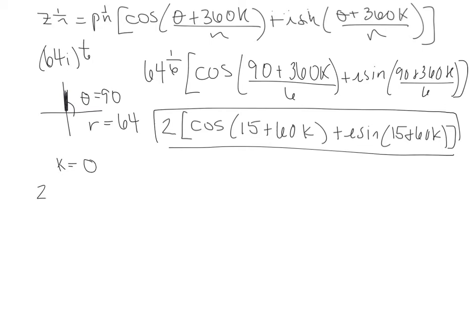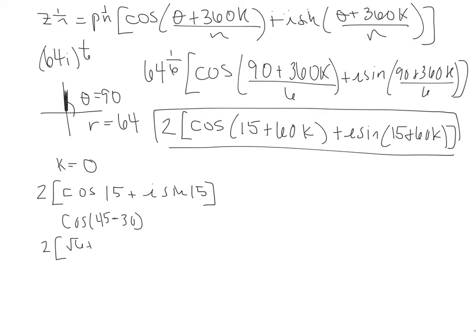So that would be 2 bracket cosine 15 plus 60 times 0, which is just cosine of 15 plus i sine 15. Now it gets a little tricky here because cosine of 15 is not really a standard value on the unit circle, but you can find that by making the cosine of 15 equal to the cosine of 45 minus 30. And if you memorize that value, you would know that it's 2 times root 6 plus root 2 over 4 plus i times root 6 minus root 2 over 4.